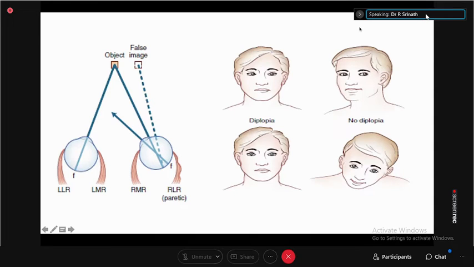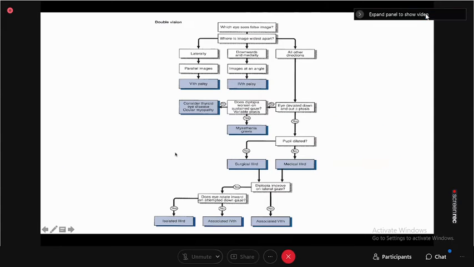Whenever somebody has diplopia, there is a head tilt with which the person tries to compensate for the diplopia he is having, which is always evident when you examine the patient. I'll not be going into this, which I've already explained.